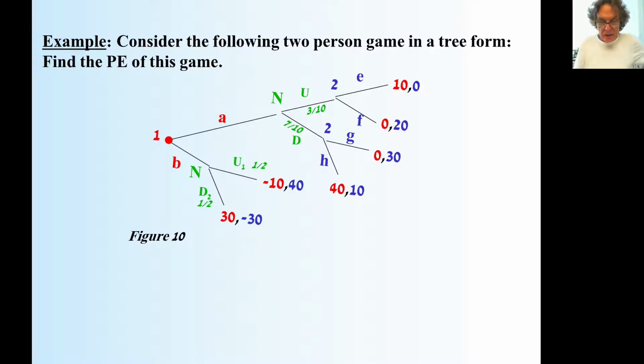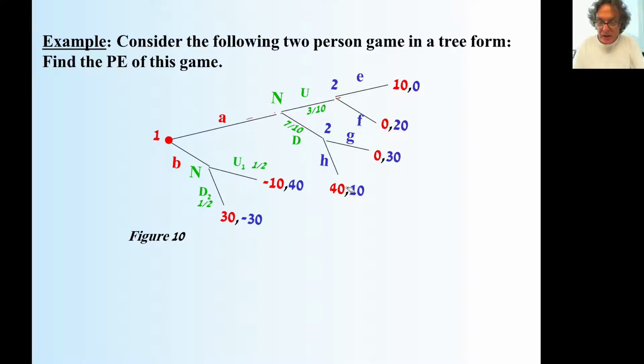Okay? So player 1 can go A. If he goes A, there is a lottery. Or, I don't know, God decides if the game goes up or down. It really depends on the story. Something happens with probability 30%, 3 over 10, and something happens with probability 7 over 10. So I don't get into the verbal story behind it.